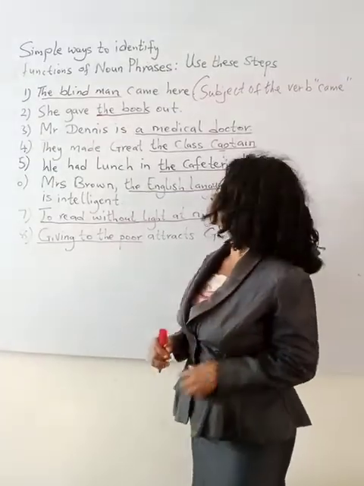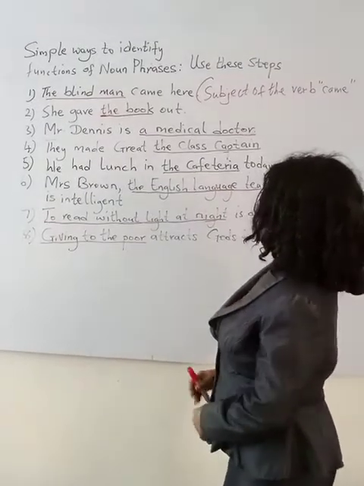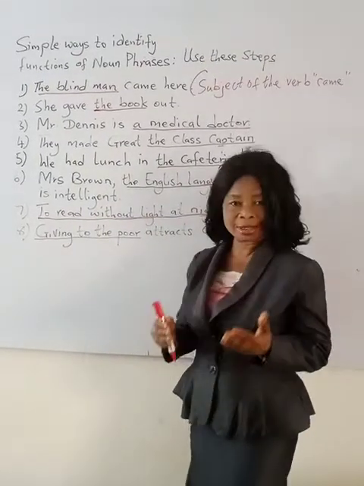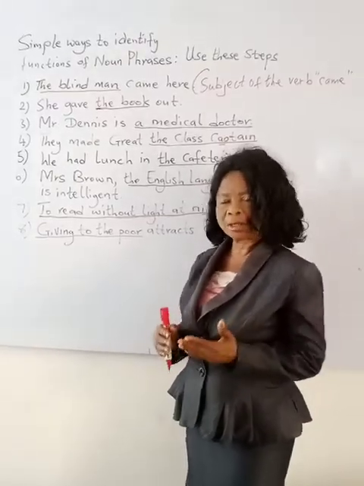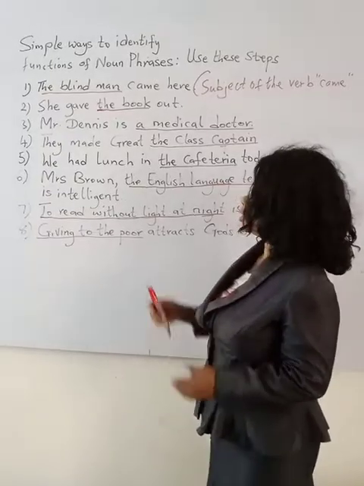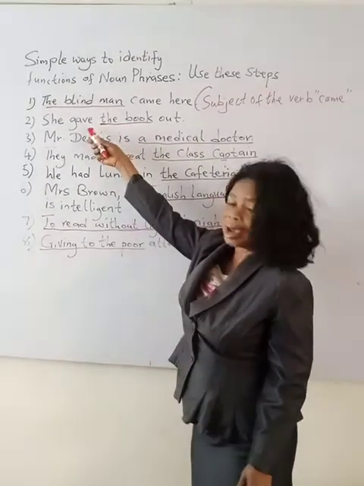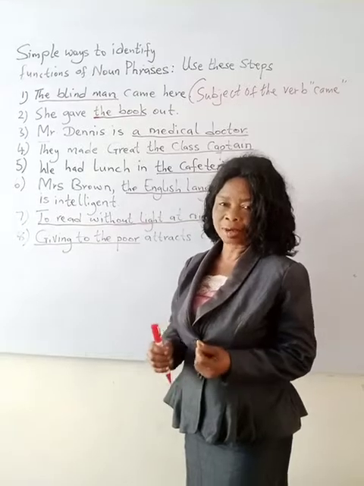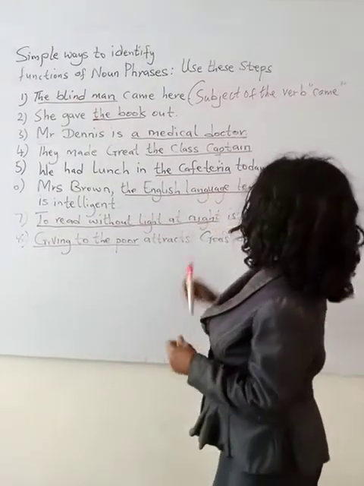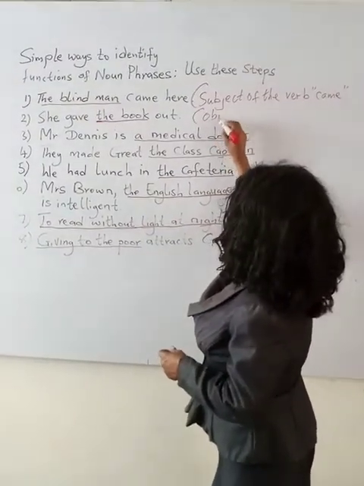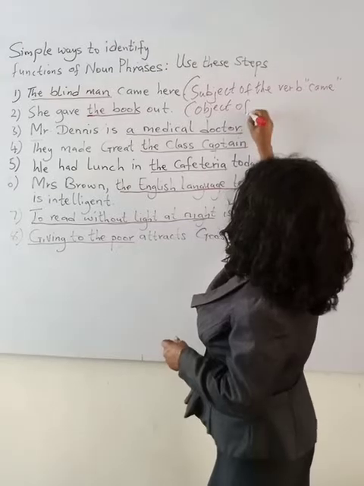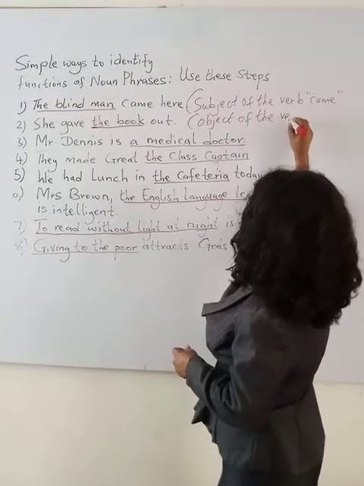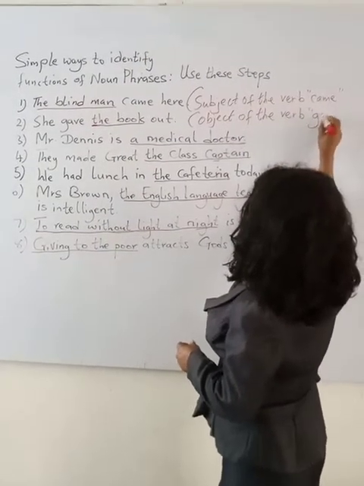Then number 2: she gave the book out, and our noun phrase there is the book. What position does this noun phrase occupy? It comes immediately after the verb gave, so it functions as the object of the verb gave.